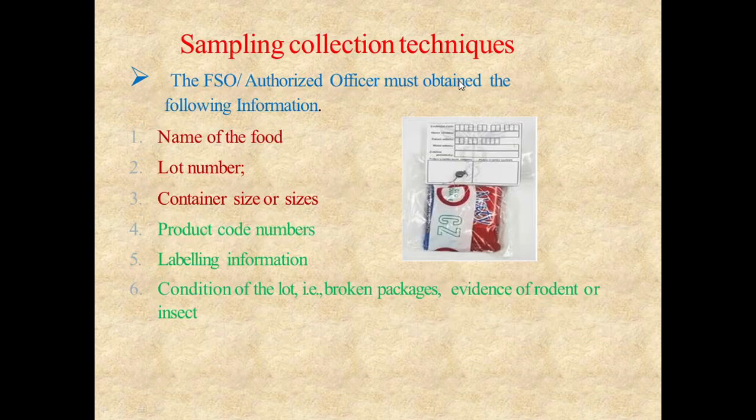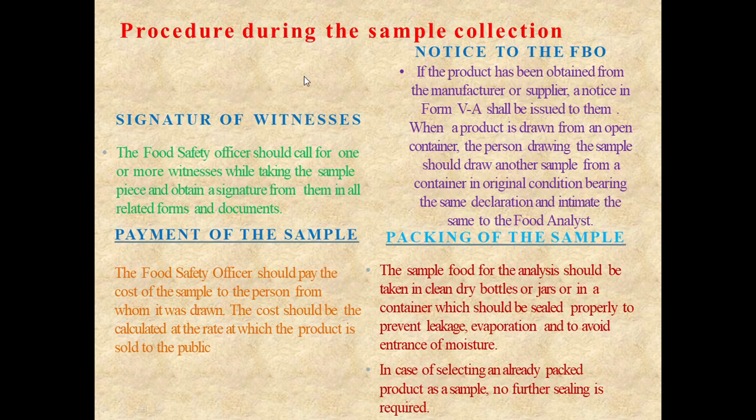And next is sampling collection techniques. The FSO authorized officer must obtain the following information: name of food, lot number, container size, product code number, labeling information, condition of lot, broken package, evidence of rodent or insects. And next is procedure during the sample collection.